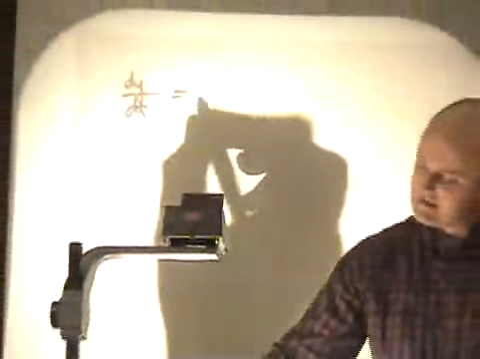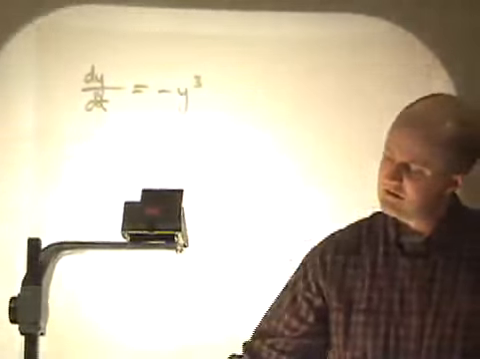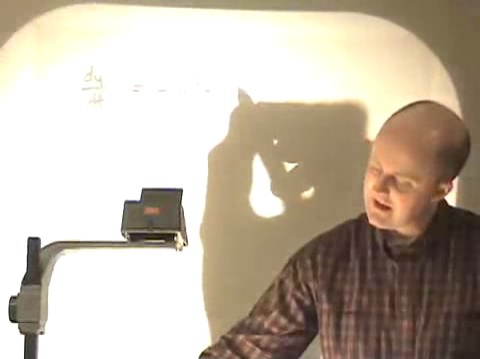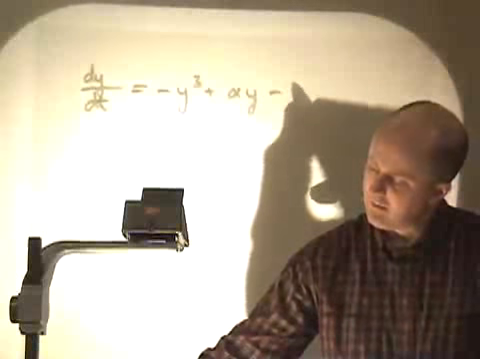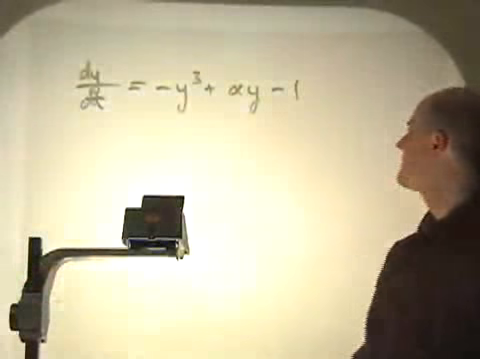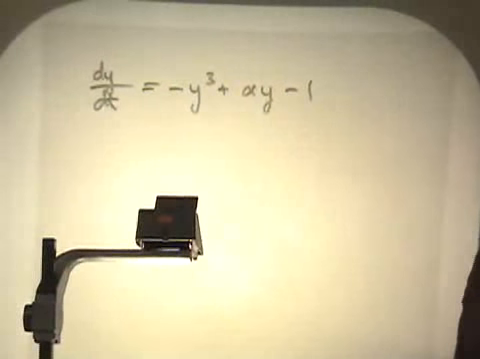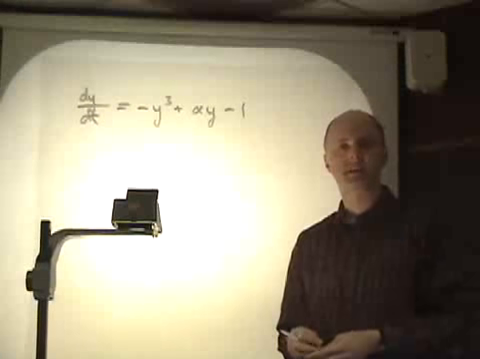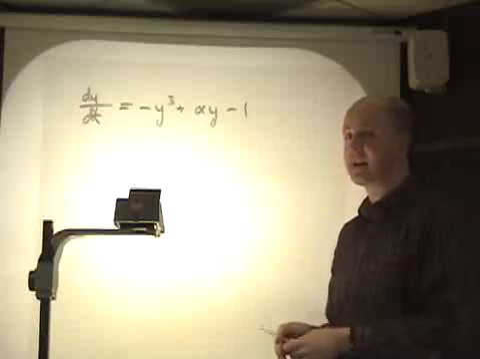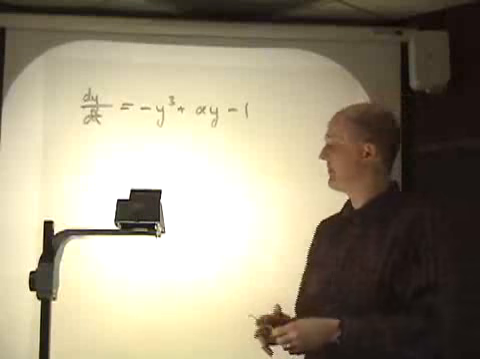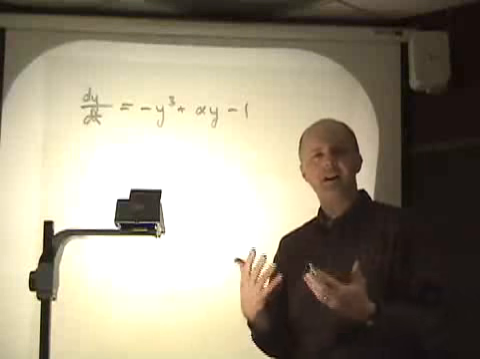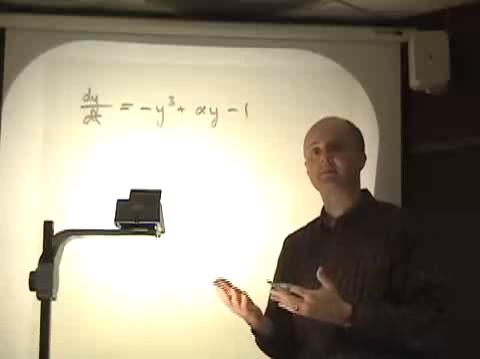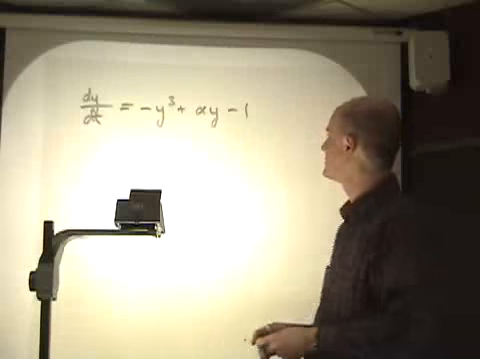dy/dt equals negative y cubed plus alpha y minus 1. Alpha is now my parameter in this video. In the first video it was mu, in the second video I called it a, and in this video I decided to call it alpha. You can call it anything you want, again, as long as you don't call it the same names as the independent and dependent variables.